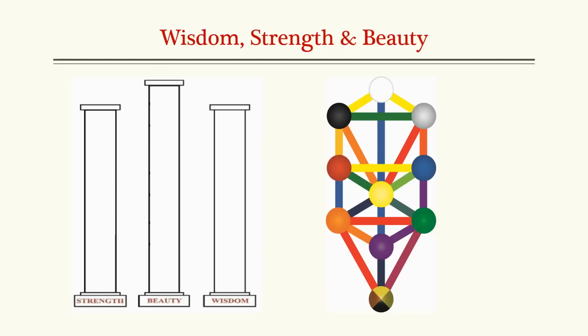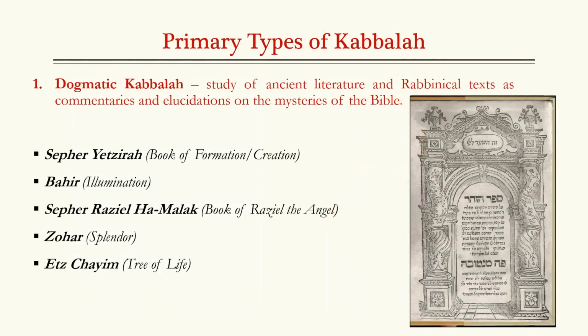You could also liken these to the Ida and the Pingala of the Eastern chakra system, with the central pillar being the Sushumna. Now, we're going to go in depth into what these things are, but first let's talk about primary types of Kabbalah. Like we said, there's the kosher, the Christian, the Hermetic. But amongst all that, let's say there's 4 different types of Kabbalah. Number 1, the dogmatic Kabbalah. This would be dogma meaning teaching.